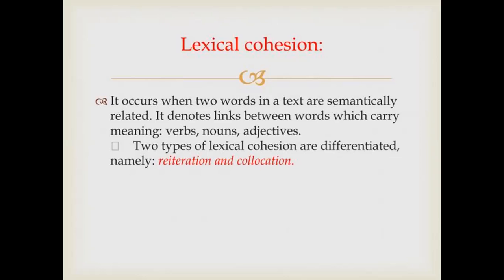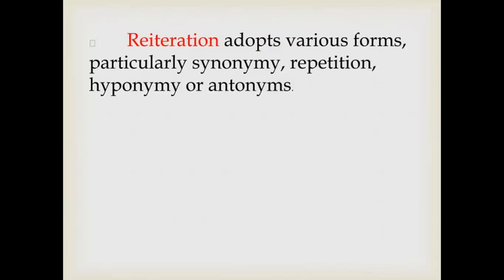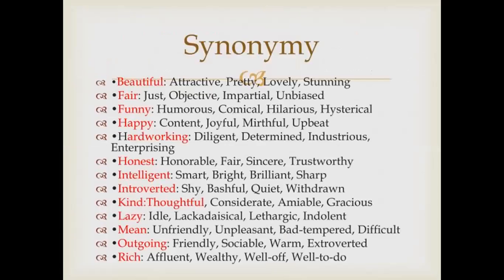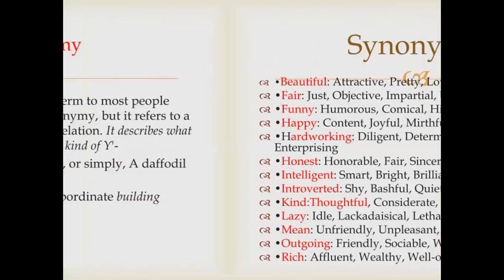Two types of lexical cohesion are differentiated, namely reiteration and collocation. Reiteration adopts various forms, particularly synonymy, repetition, hyponymy, and antonymy. Synonymy has examples like: beautiful, attractive, pretty, lovely, stunning; fair, just, objective, impartial, unbiased; funny, humorous, comical, hilarious, hysterical, and so on. This is called synonymy.